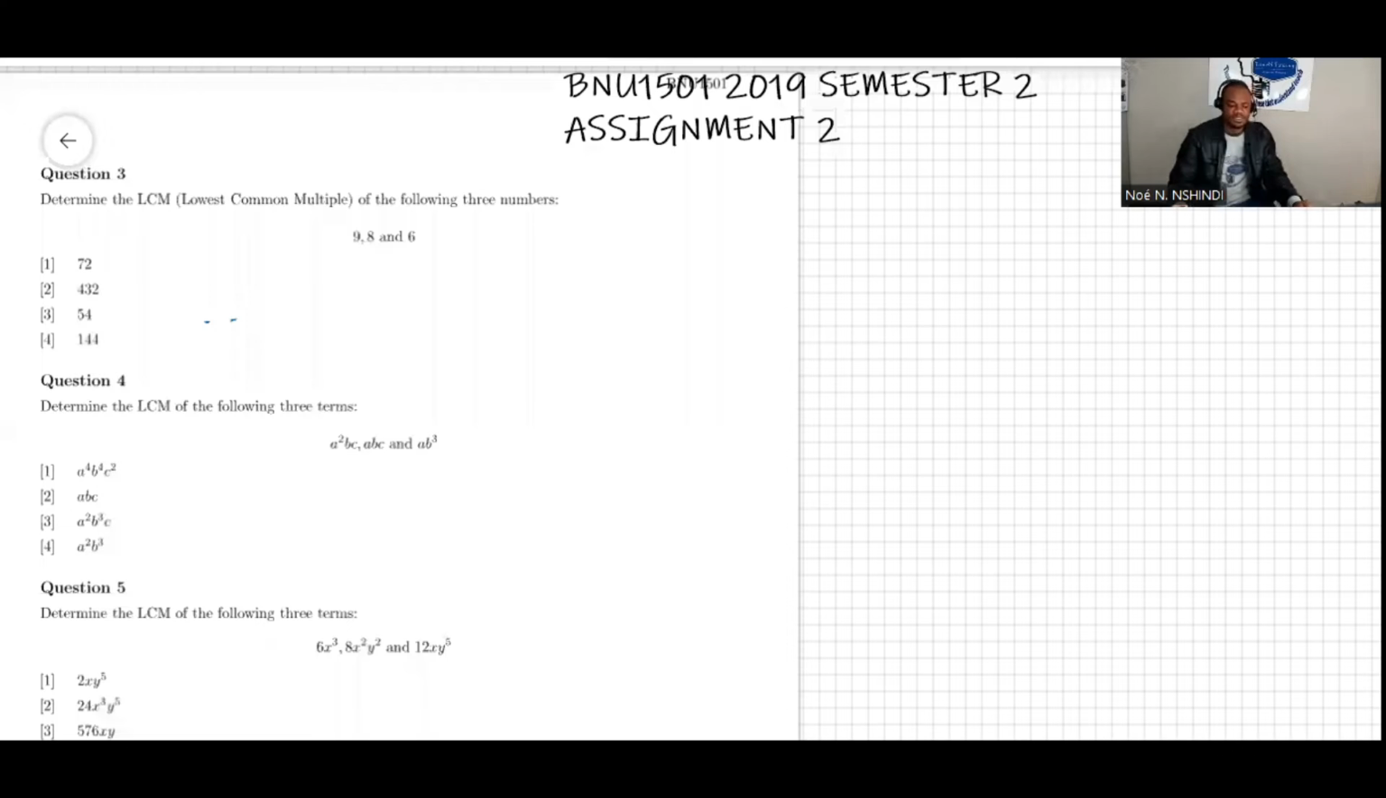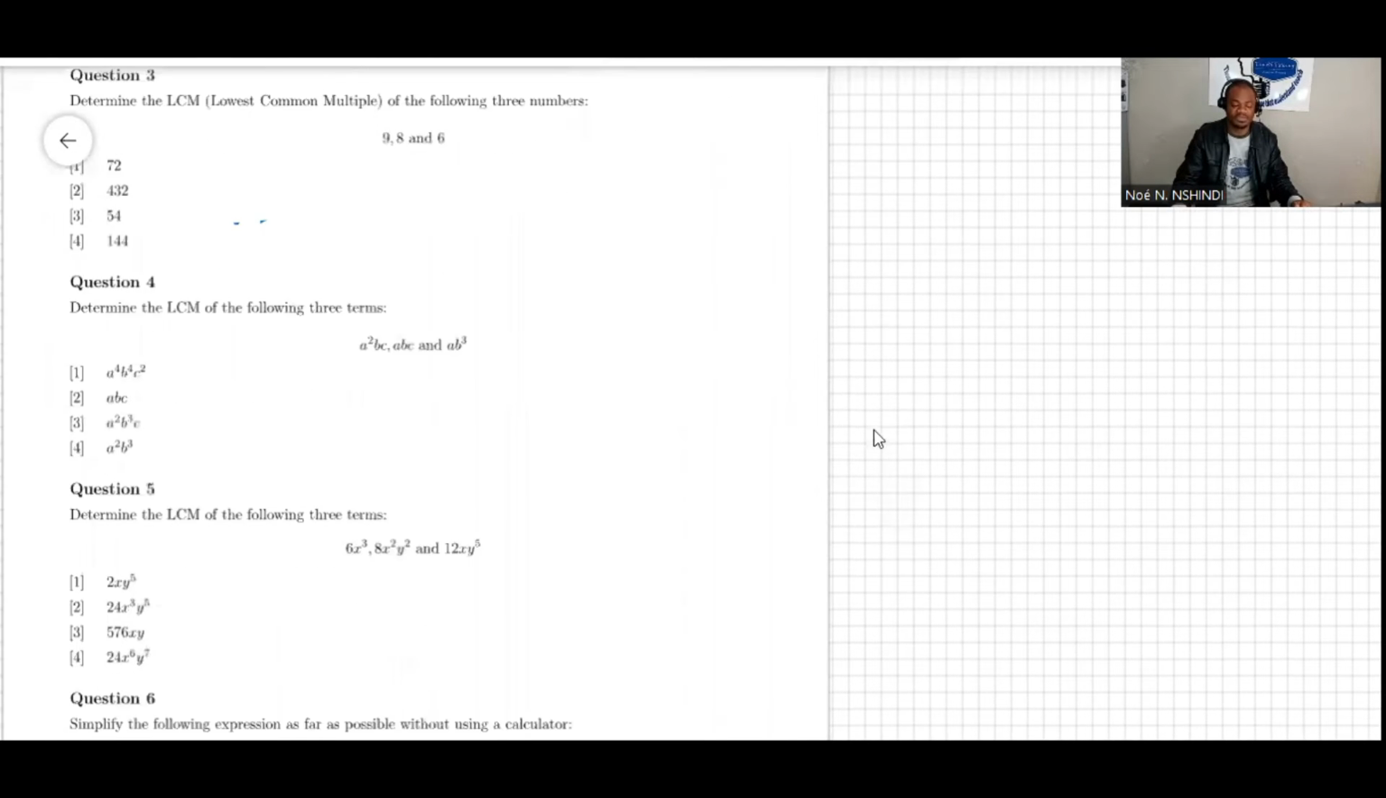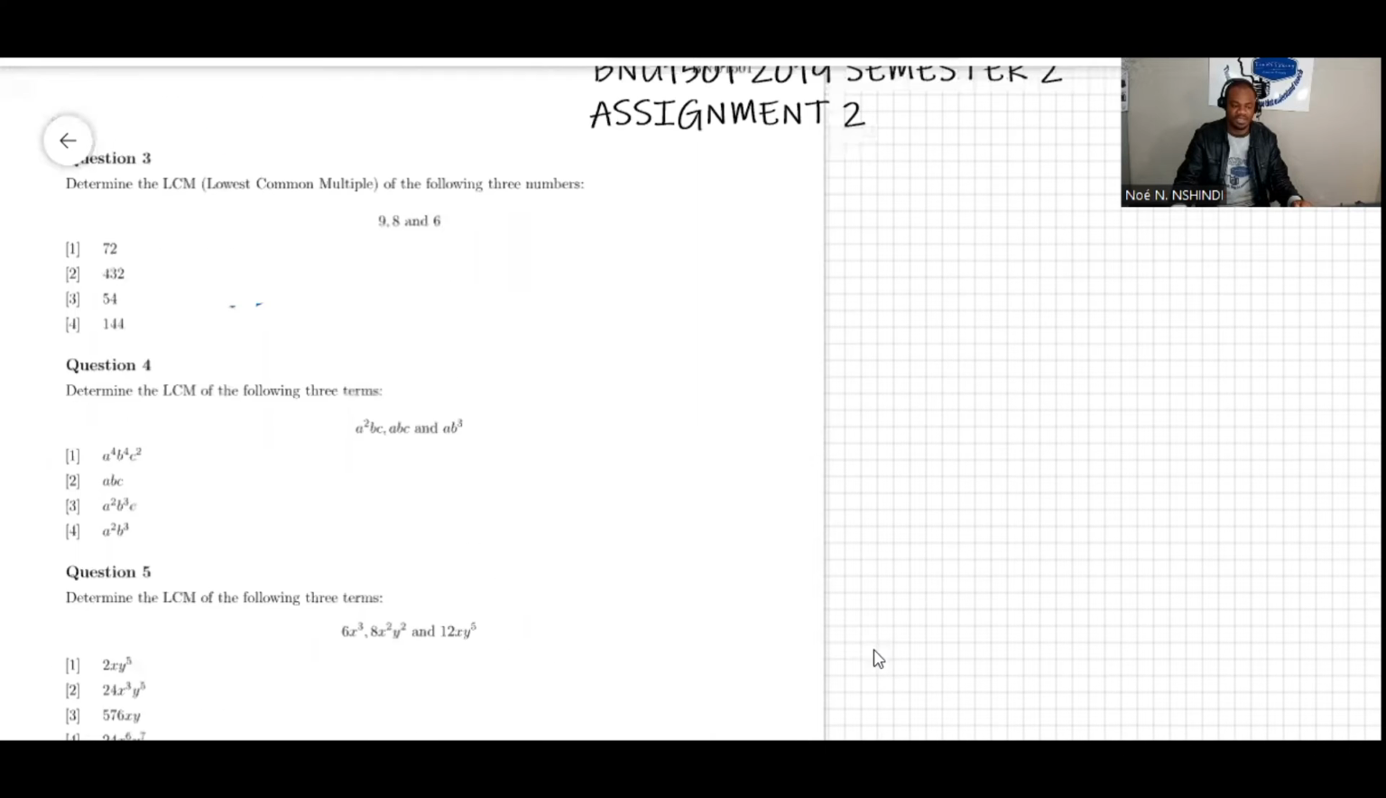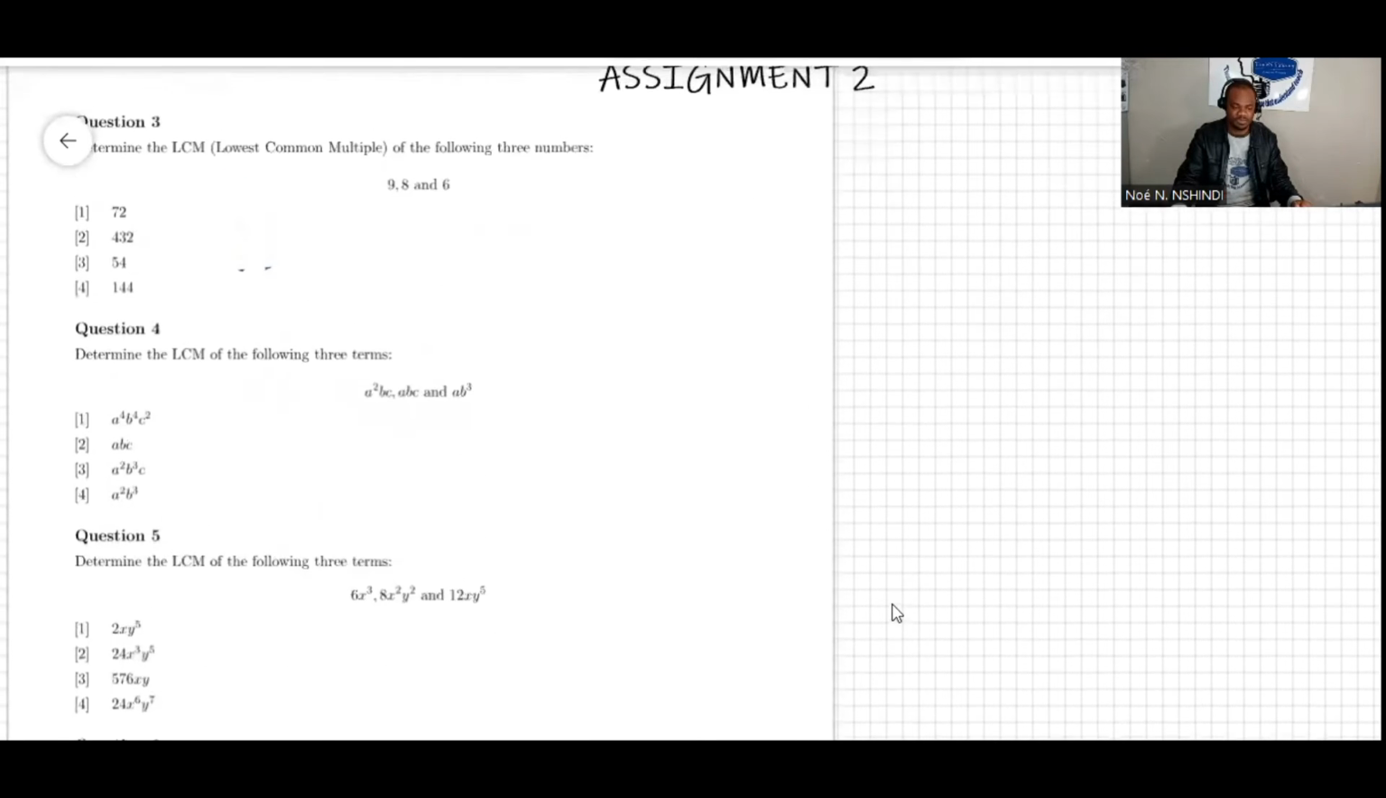Well, this is page number 2 of this assignment, BNU1501, semester 2, 2019, assignment number 2, page 2 also. So many twos. Now, in this page, most of the questions are about the LCM, which is the lowest common multiple.